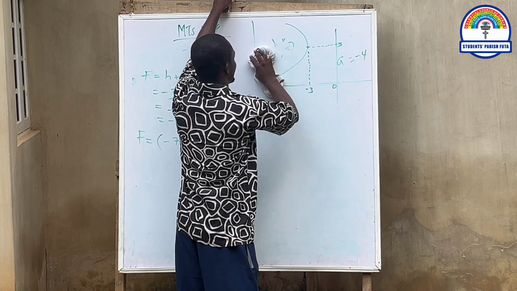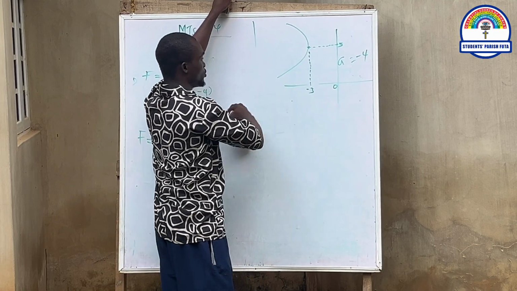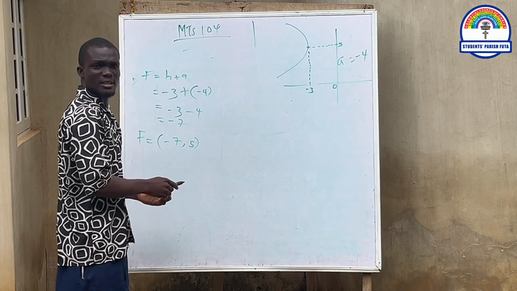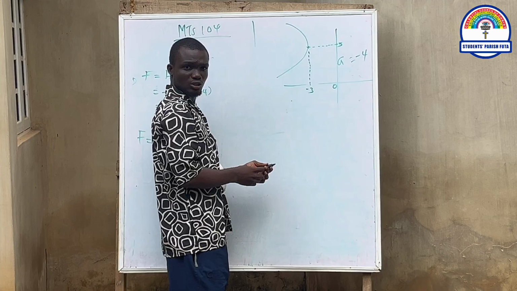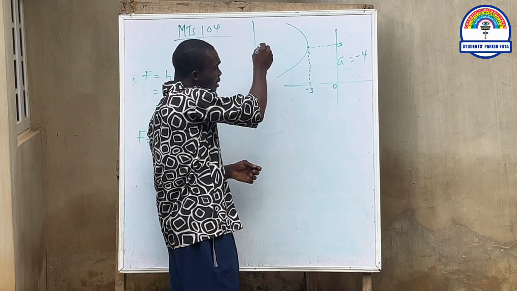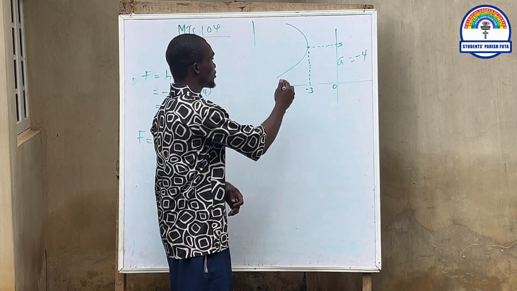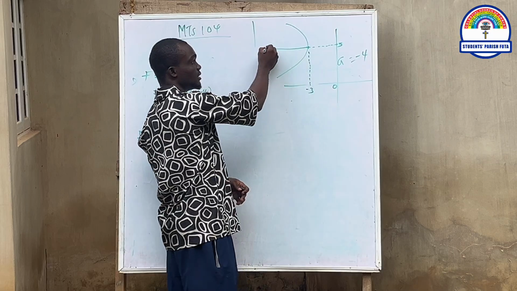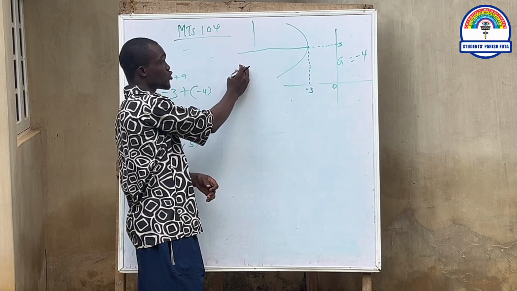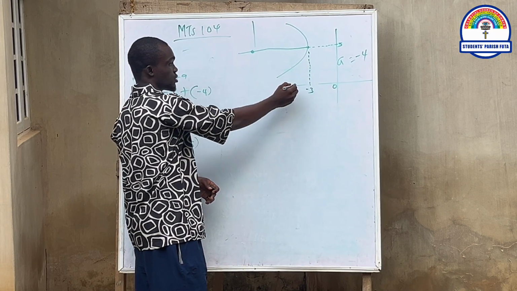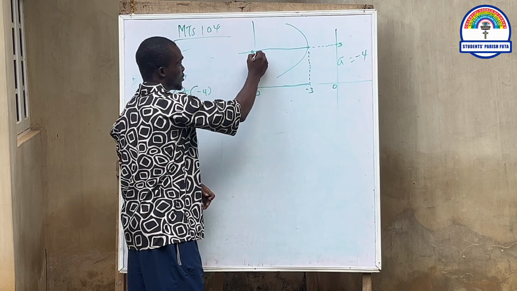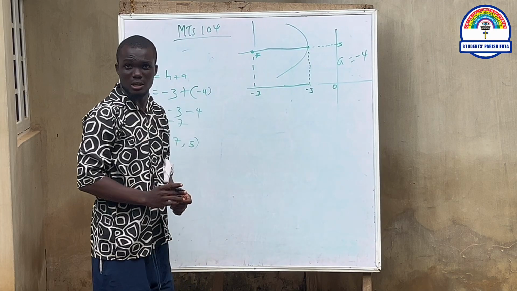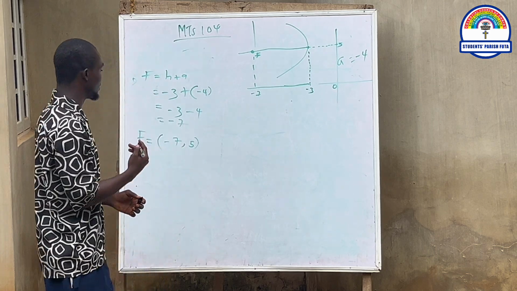So let's locate it on this diagram. Let's locate it here. Now our focus is -7, right? So it should be somewhere here. Do you understand? So where will our focus be? This part, this side. Let us say our -7 will be somewhere here. This side is our focus. This point is our focus.